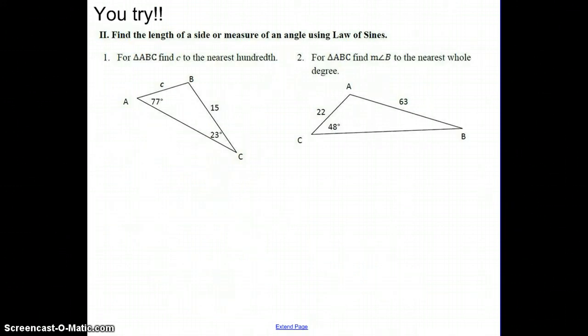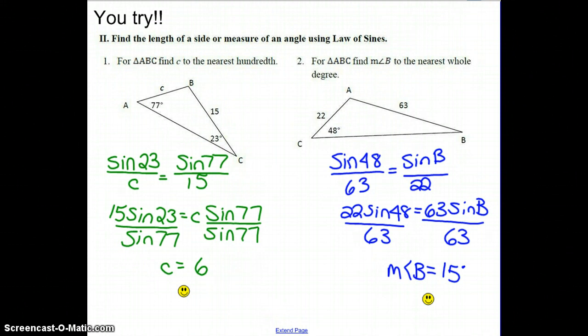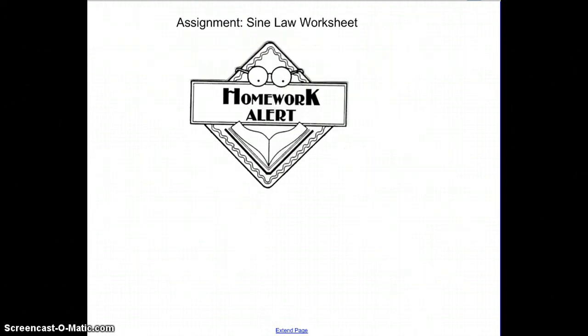So go ahead and try these you-try problems on your own, and then we'll go through them together. You can check your answers here on the board. And then on the Moodle, I posted a sine law worksheet. You can work on that for your homework assignment today.